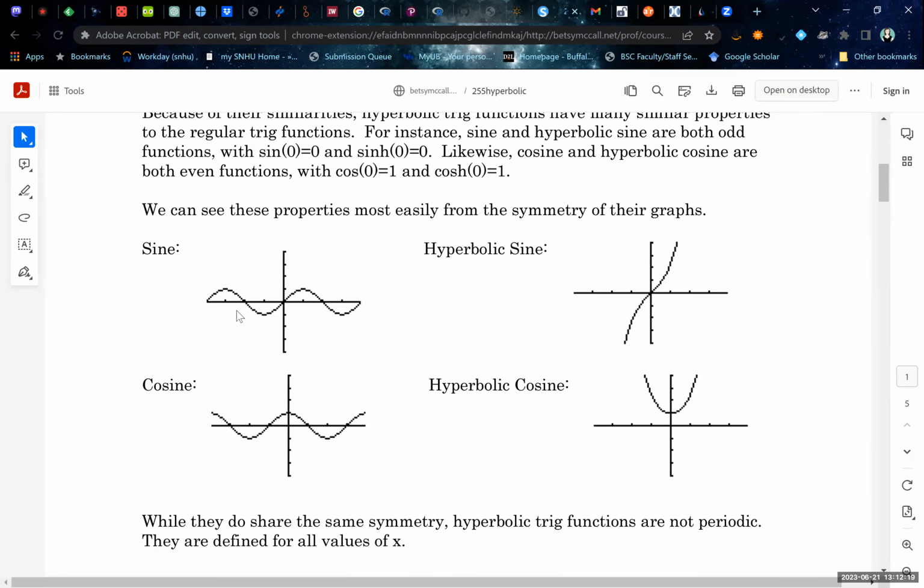So regular sine, we see this periodic behavior. Hyperbolic sine is not periodic because hyperbolas are not periodic. Cosine, again, periodic behavior. Hyperbolic cosine, not periodic. But you can see this is an odd function. It goes through the origin with the first quadrant looking like the third quadrant. Same thing here. Hyperbolic cosine is an even function, also an even function.